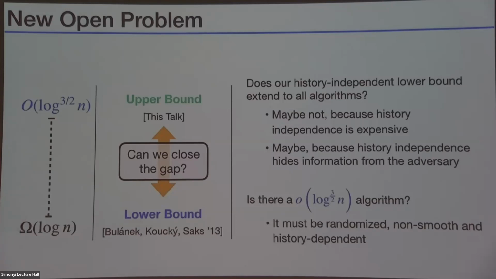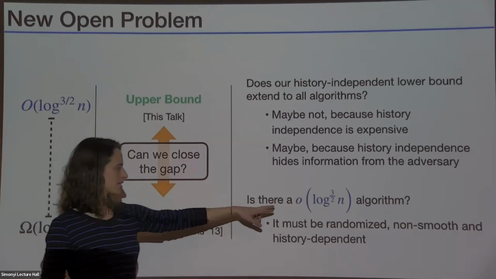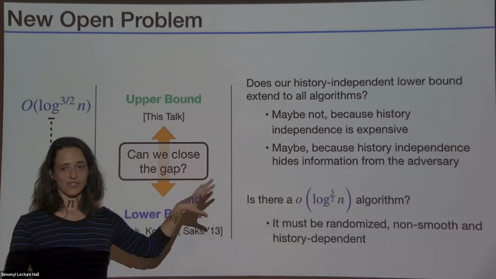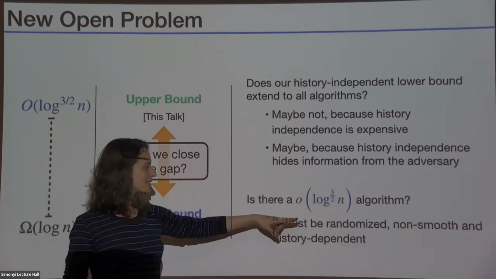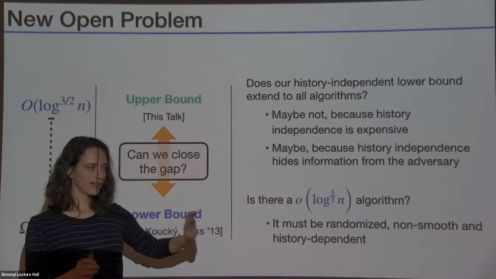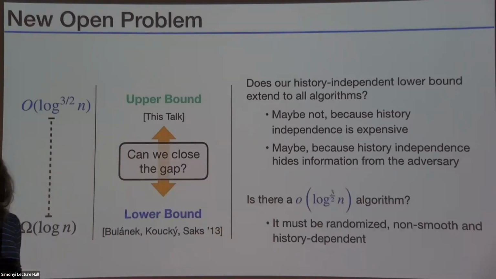There are a few reasons to believe it might be one over the other. If the correct answer is that you can get below log to the 3/2 n, we know that you need to give up the property of history independence. That is to say, if you can get a less than log to the 3/2 n algorithm, it has to have several different properties. It has to be randomized, non-smooth, do uneven rebalancing, and be history dependent. On the other hand, maybe this history independent lower bound that we have extends to all types of algorithms.